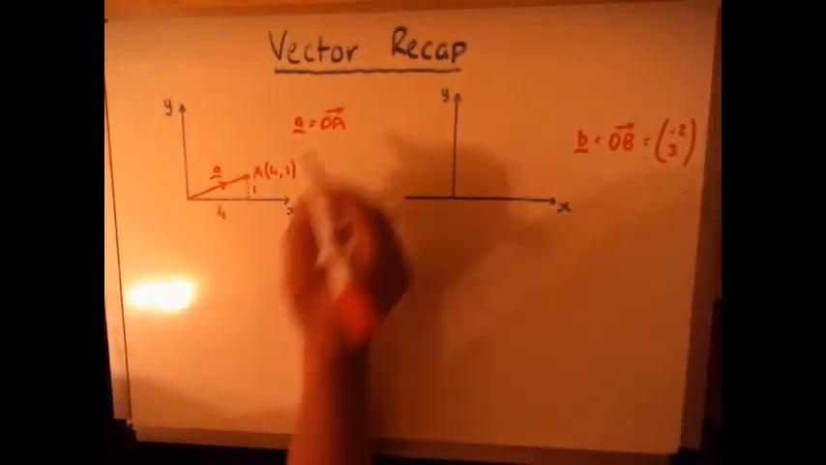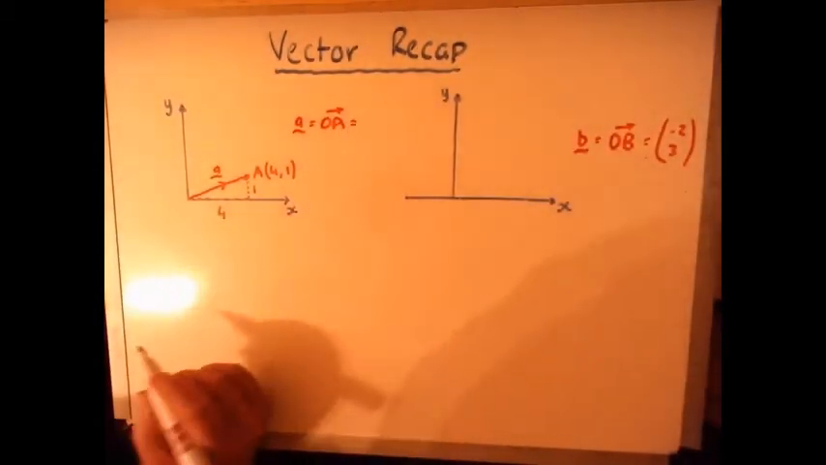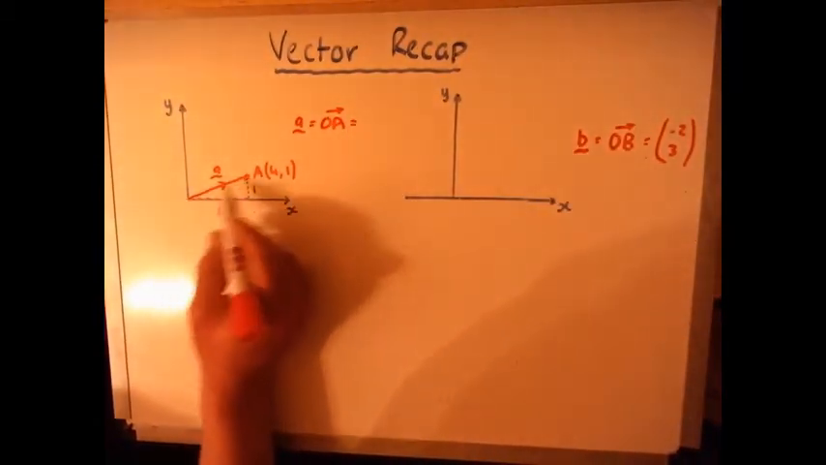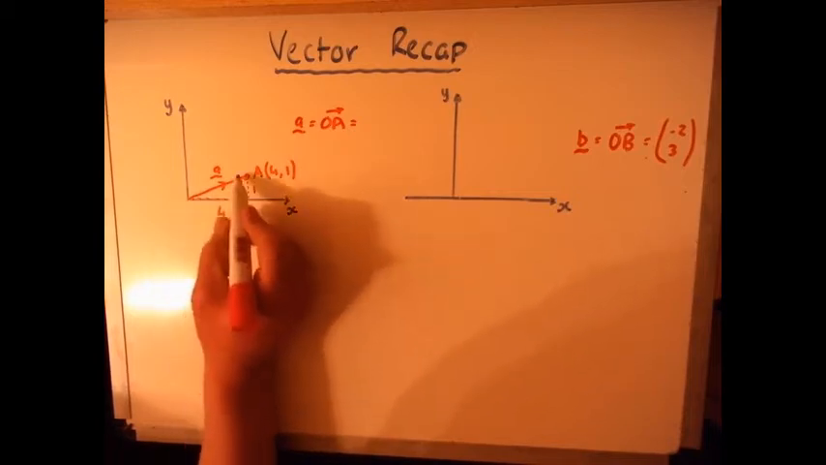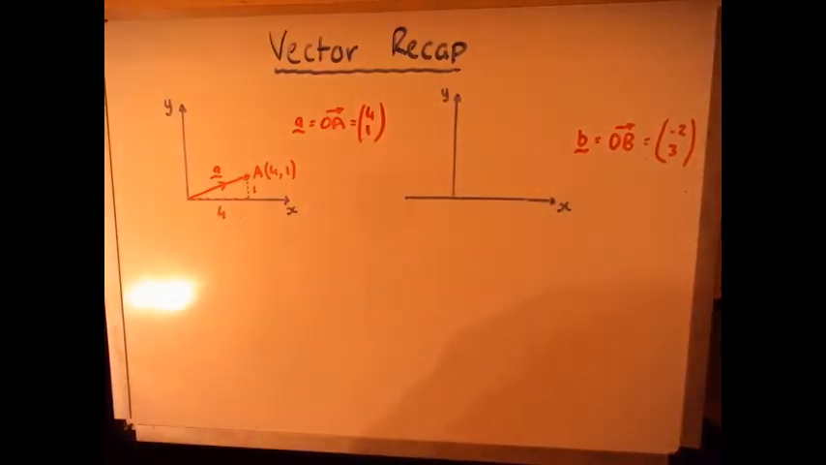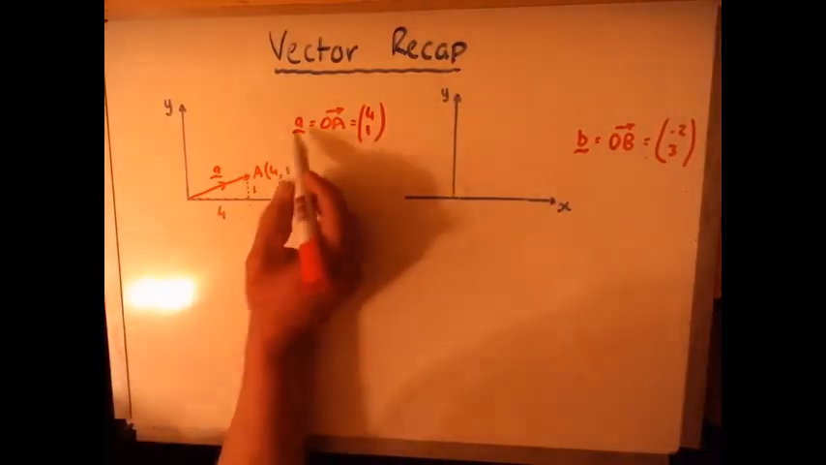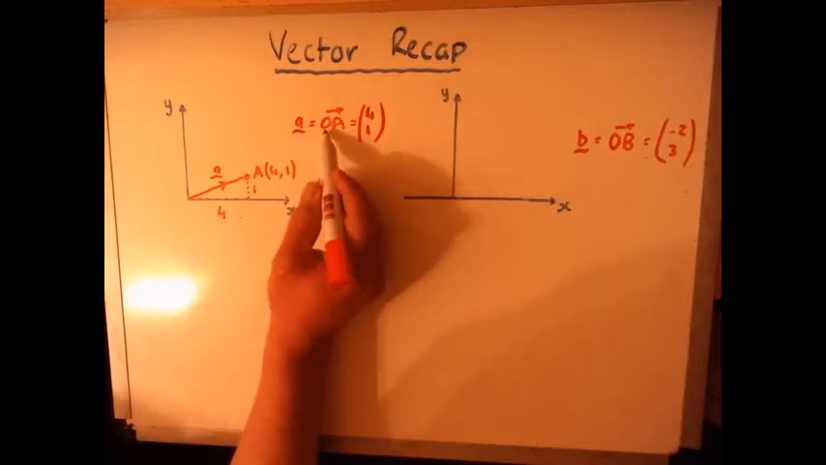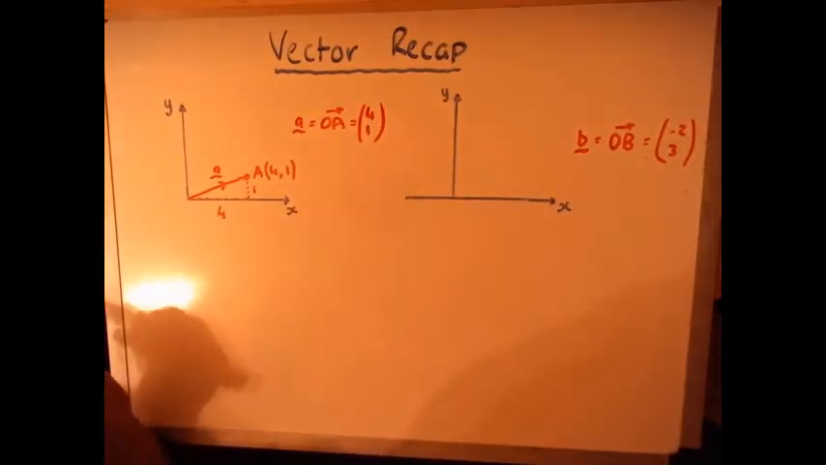So we've met position vectors before, and the components of this position vector, to get from the origin to A, simply describe my journey. So it's 4 along the x-axis and 1 up the y-axis. So my vector a, position vector OA, has the components (4, 1).